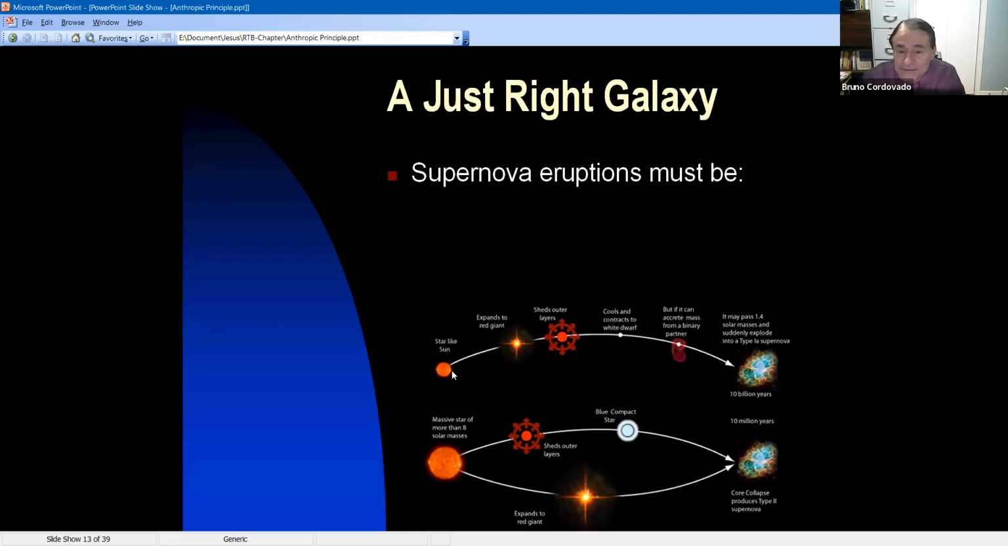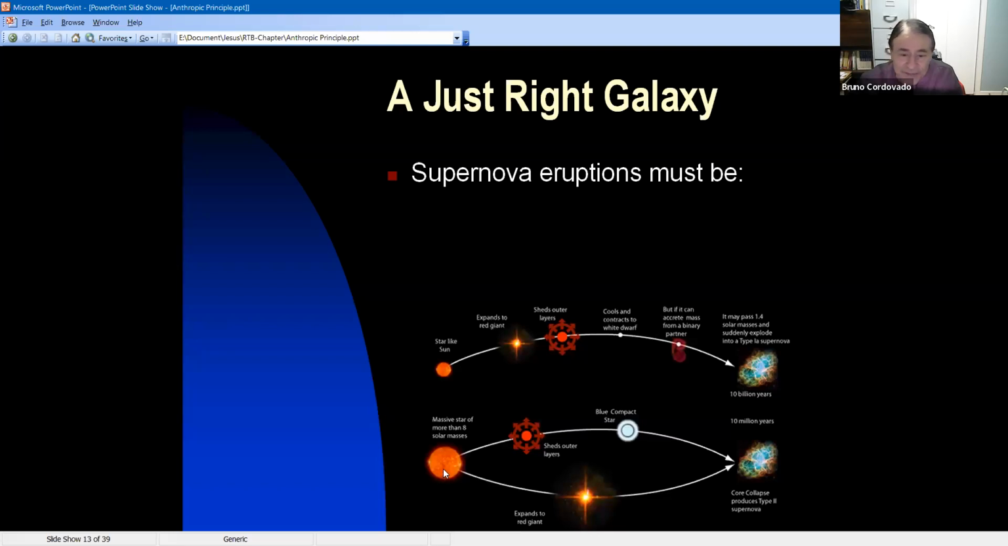If you have another star orbiting that star, which you call a binary star, then the material from one gets sucked into the white dwarf, and it keeps on adding material to the white dwarf until there's a certain point where it becomes 1.4 times the mass of the sun. And at that point, it'll go into supernova and explode. And this whole process takes about 10 billion years.